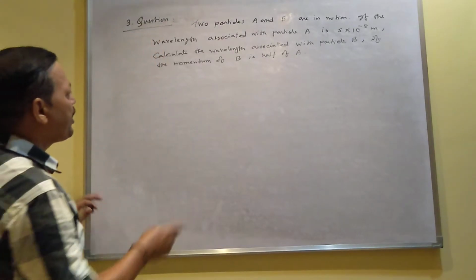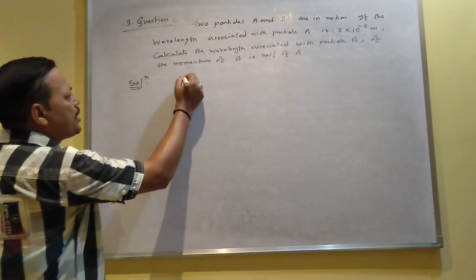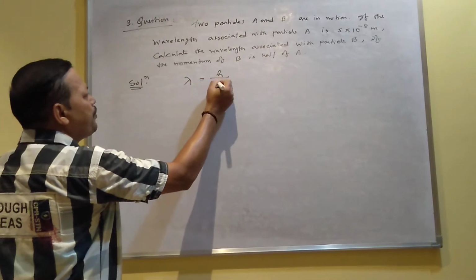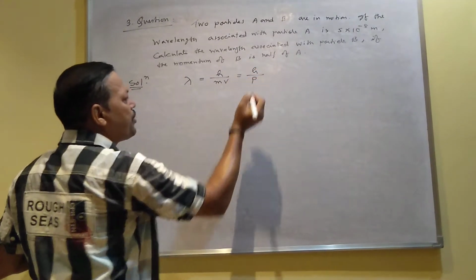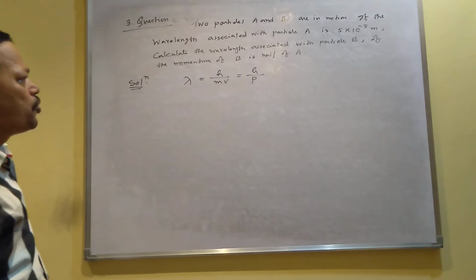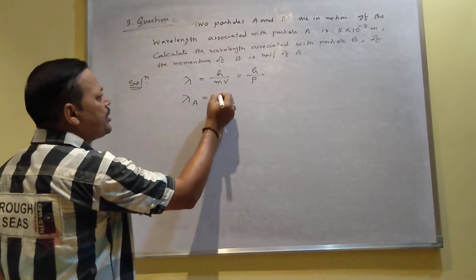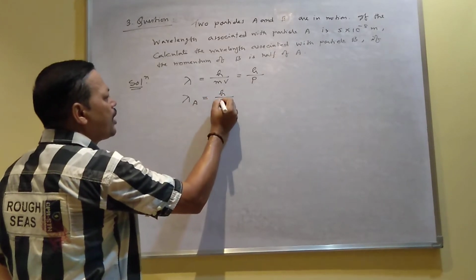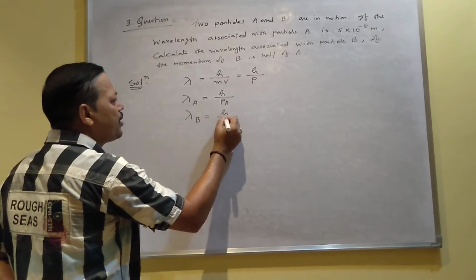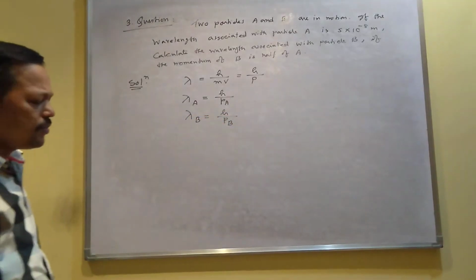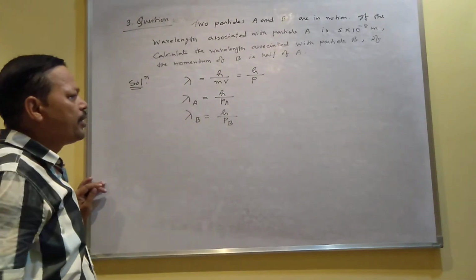So to do this numerical, according to the de Broglie equation, lambda is equal to h by mv. mv means mass into velocity, which you can also write as momentum. You can write h by p. So for particle A, lambda A is equal to h by pa, the momentum of A. Similarly for particle B, lambda B is equal to h by pb.